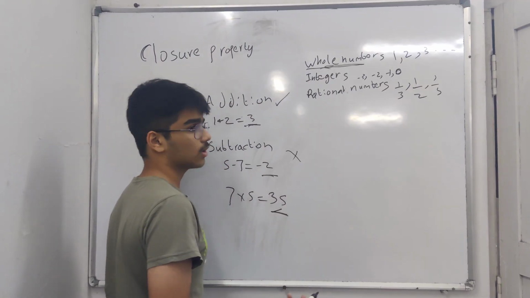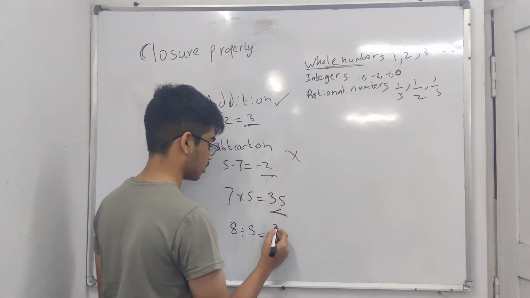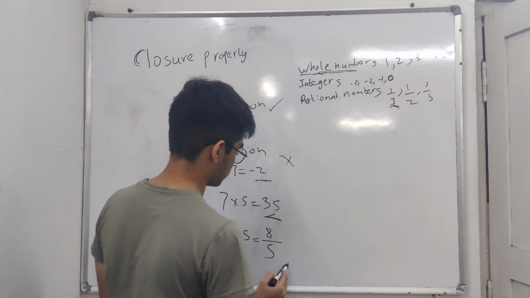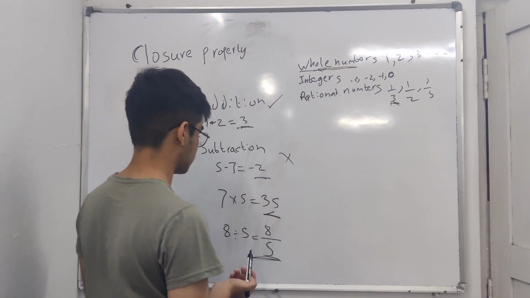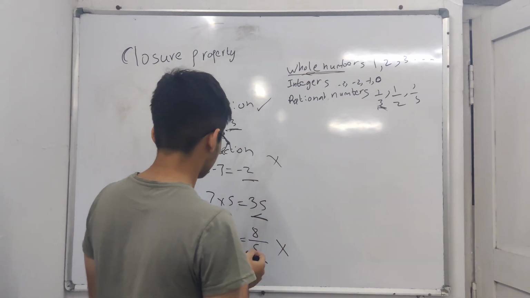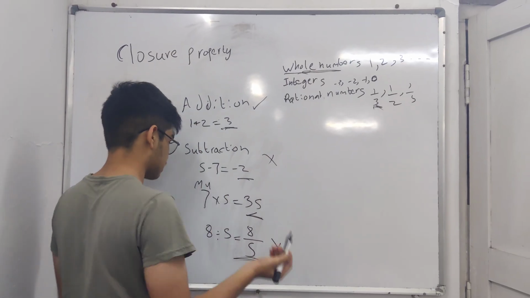Okay. Now we'll look at division. So 8 divided by 5 is equal to 8 by 5. So this is just a rational number. As you can see, this just turned into a fraction. So this doesn't come under closure for division. So that's basically it simplified.